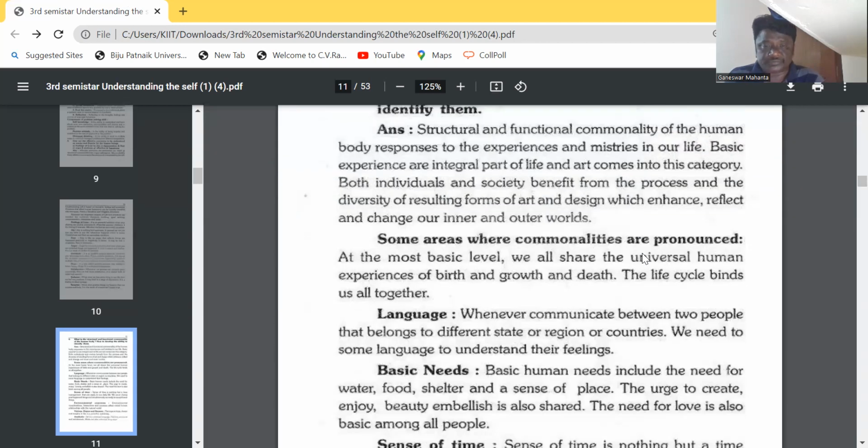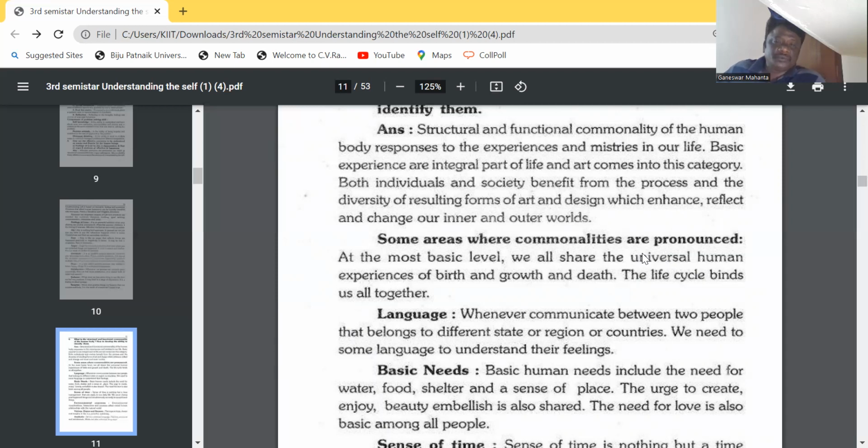At the most basic level, we all share the universal human experiences of birth, growth, and death. The life cycle binds us all together. That is called the life cycle: birth, growth, and death.